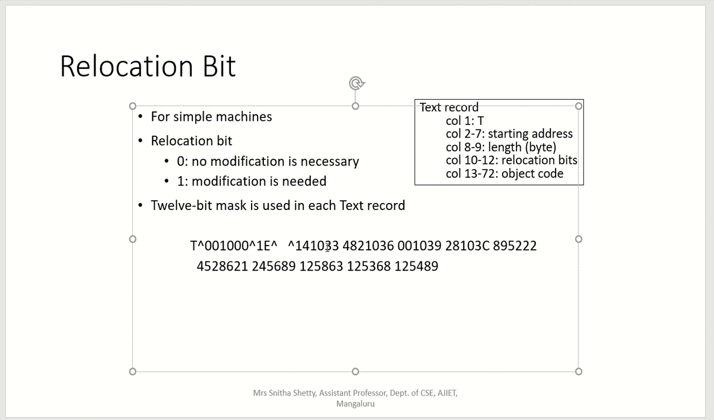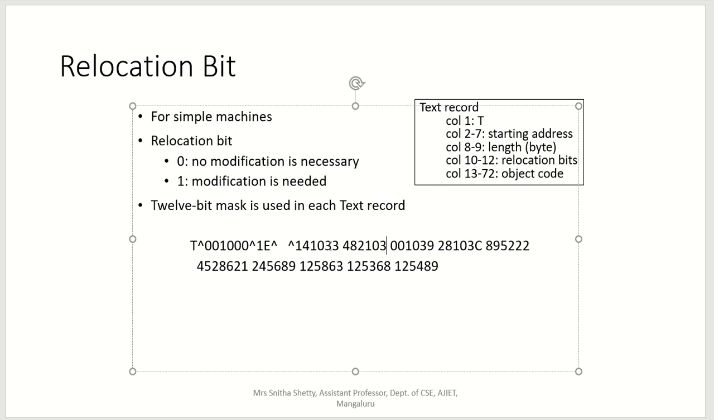Okay, address of the destination is 1033. Okay, 1033. So this is the next object code, next instruction object code. So next address field is 2103. Okay, 2103. So next object code is 00, address field is 1039.